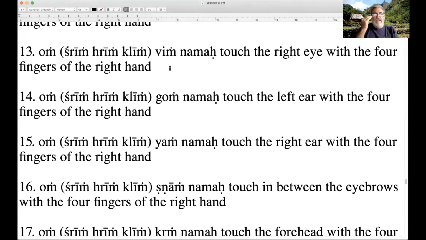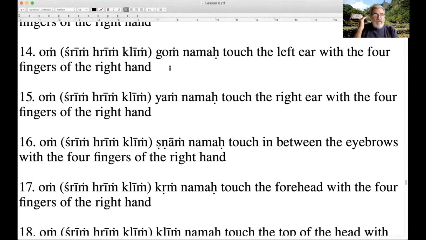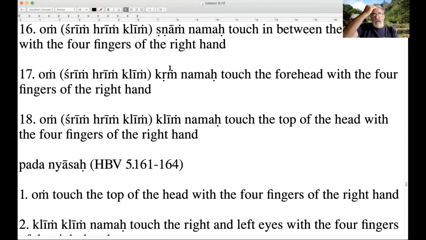Om Gom Namaha, touch the left ear with the 4 fingers of the right hand. Om Yam Namaha, touch the right ear with the 4 fingers of the right hand. Om Shnam Namaha, touch in between the eyebrows with the 4 fingers of the right hand. Om Krim Namaha, touch the forehead, right, with the 4 fingers of the right hand. Om Klim Namaha, touch the top of the head with the 4 fingers of the right hand.